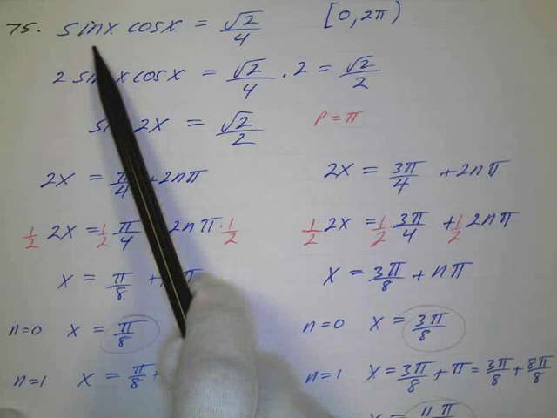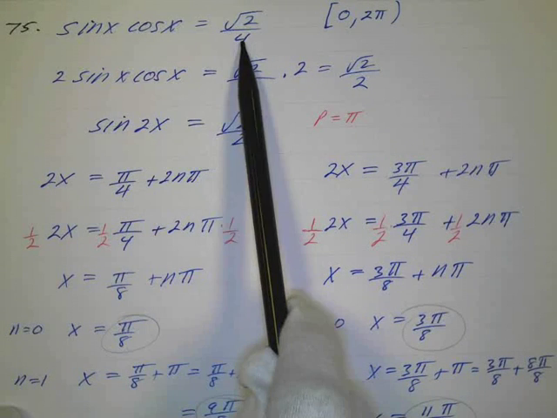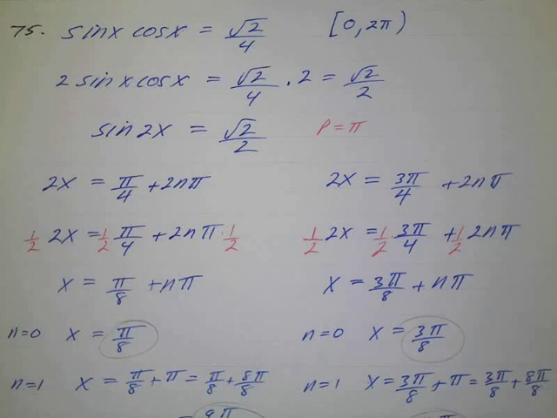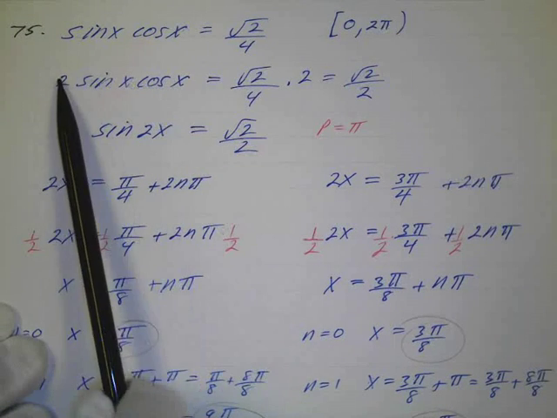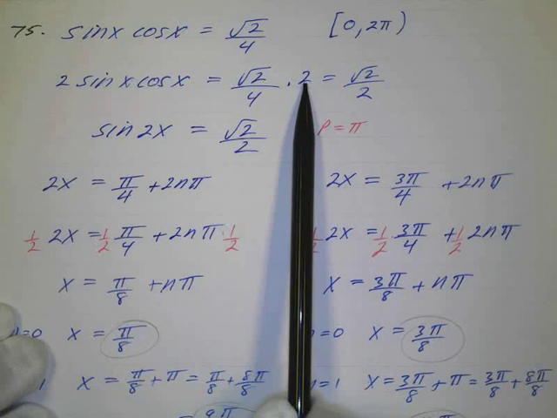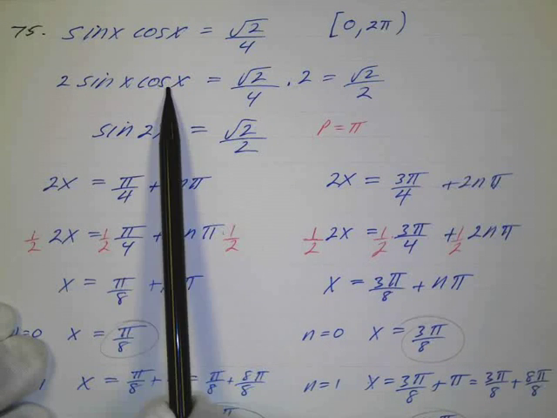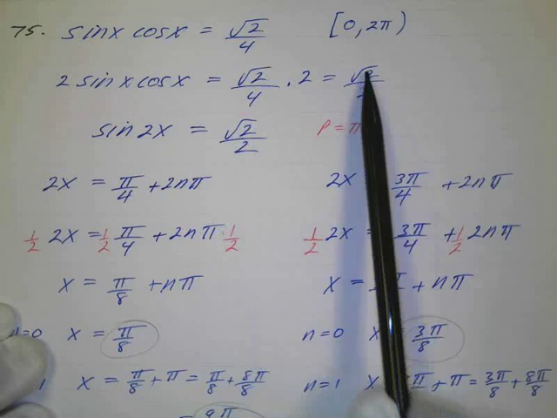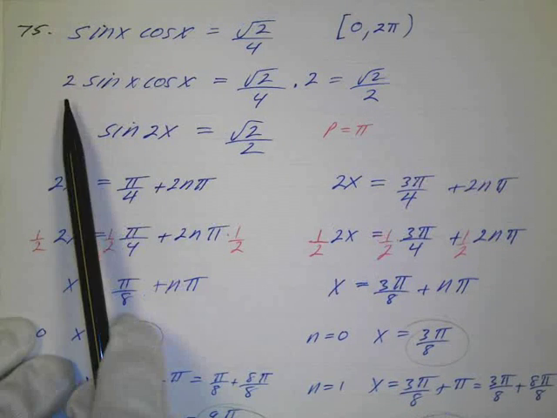Okay, so 75, we've got the sine of x times the cosine of x equals the square root of 2 over 4. And we would like to get one function. So what we do is we multiply both sides by 2. So I can make this 2 sine x cosine x equals the square root of 2 over 4 times 2, which is just the square root of 2 over 2.